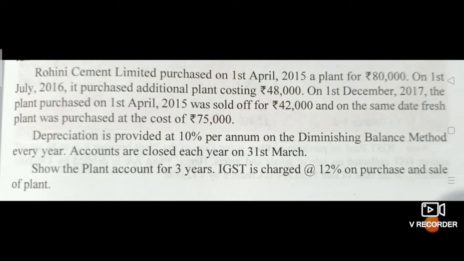Depreciation is provided at 10% per annum on the diminishing balance method every year, meaning reducing balance method or written down value method. Accounts are closed each year on 31st March. Show the plant account for 3 years. IGST is charged at 12% on purchases and sale of plant.